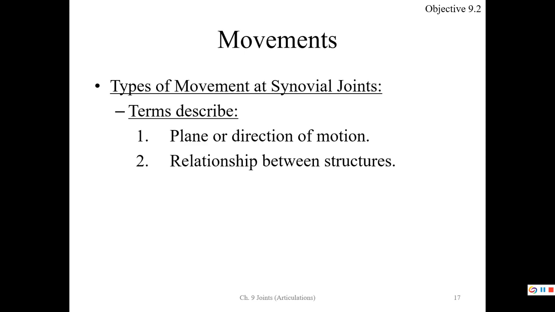Now, we're going to look at movements, at plane and direction, and at the relationship between other structures. So plane or direction of motion: monaxial, biaxial, triaxial, and the relationship between other joints. Does it move away from? Does it move towards? Does it reduce the angle? Does it increase the angle? Does it move in front of something? Does it move behind something? Does it move around it? How does it move relative to other structures? We'll talk about those kinds of motions as well.